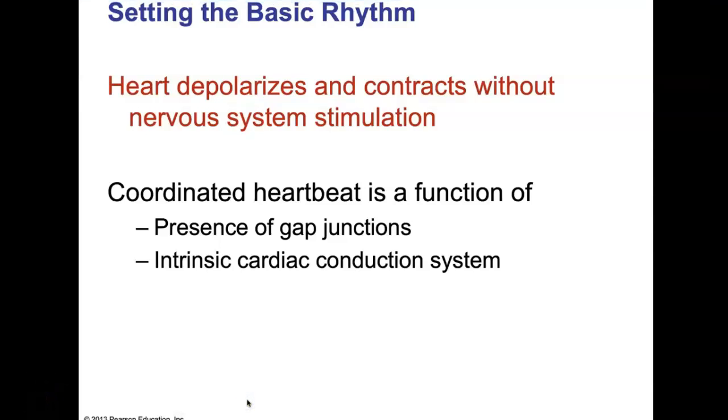So we learned previously that the heart is able to depolarize intrinsically, meaning that there are no nerves required. The independent but coordinated activity of the heart is the function of two things: the presence of gap junctions and the activity of really the heart's intrinsic or in-house conduction system. This intrinsic cardiac conduction system is a set of non-contractile cardiac cells specialized to initiate and distribute impulses throughout the heart so that it depolarizes and contracts in an orderly sequential manner.